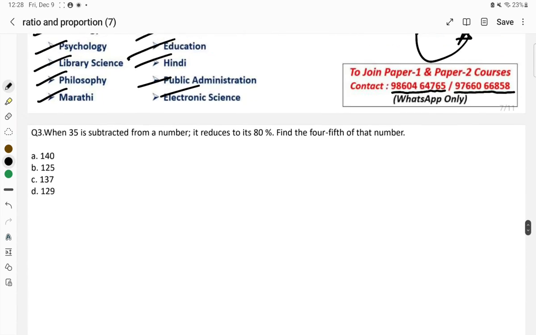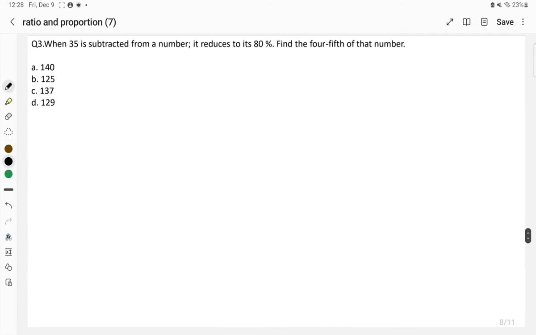Okay, so moving on to the next question, friends. When 35 is subtracted from a number, it reduces to 80%. Find the 4/5 of that number. What does 4/5 mean? 4/5 of that particular number we have to calculate.